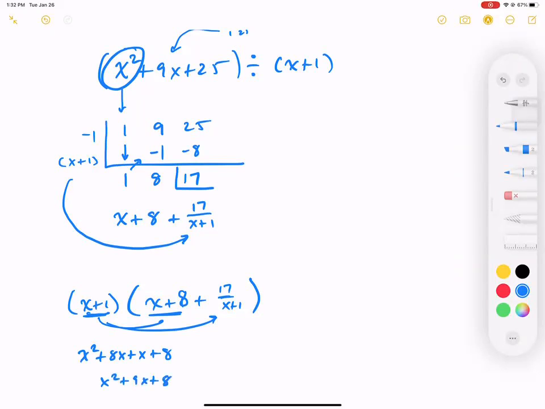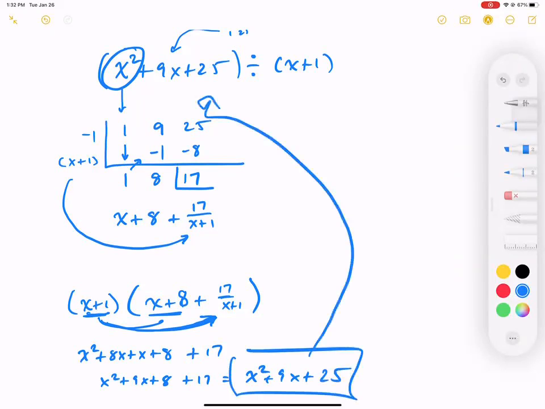Now, here's a cool trick. X plus 1 times the 17 over x plus 1 leaves me just plus 17. That gives us x squared plus 9x plus 25. And that's our original problem. Just double check that even with the remainder, this is going to take us back to our original answer. Yeah, this is going to be on your test.